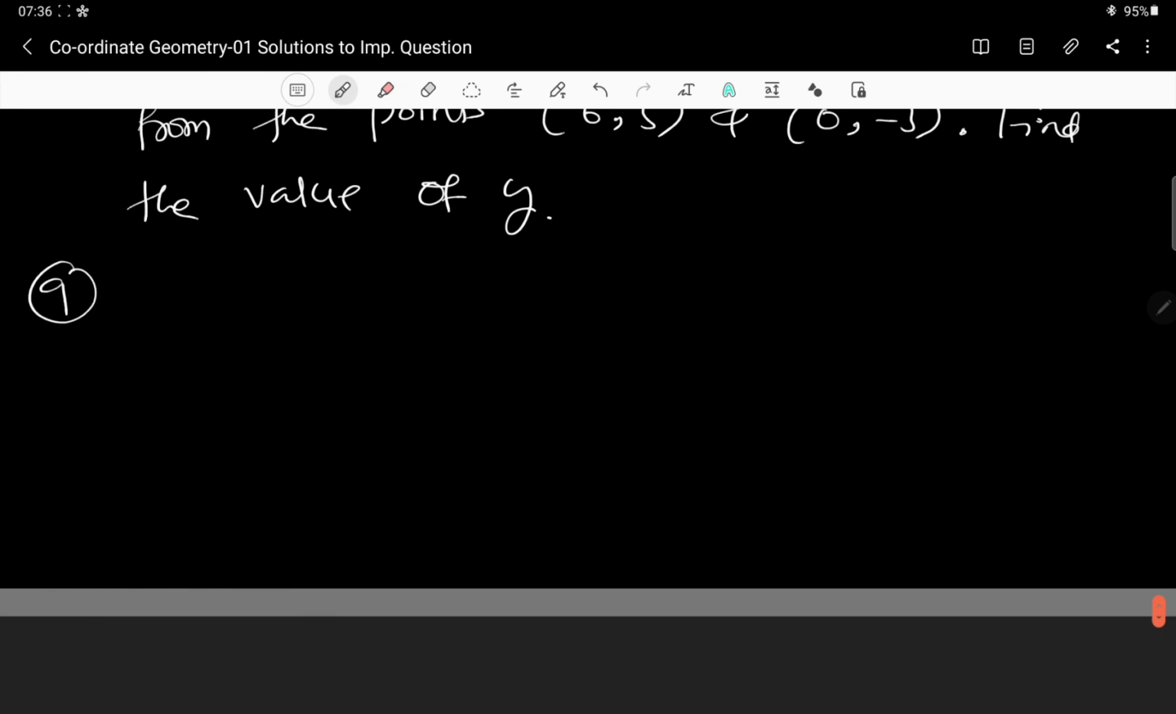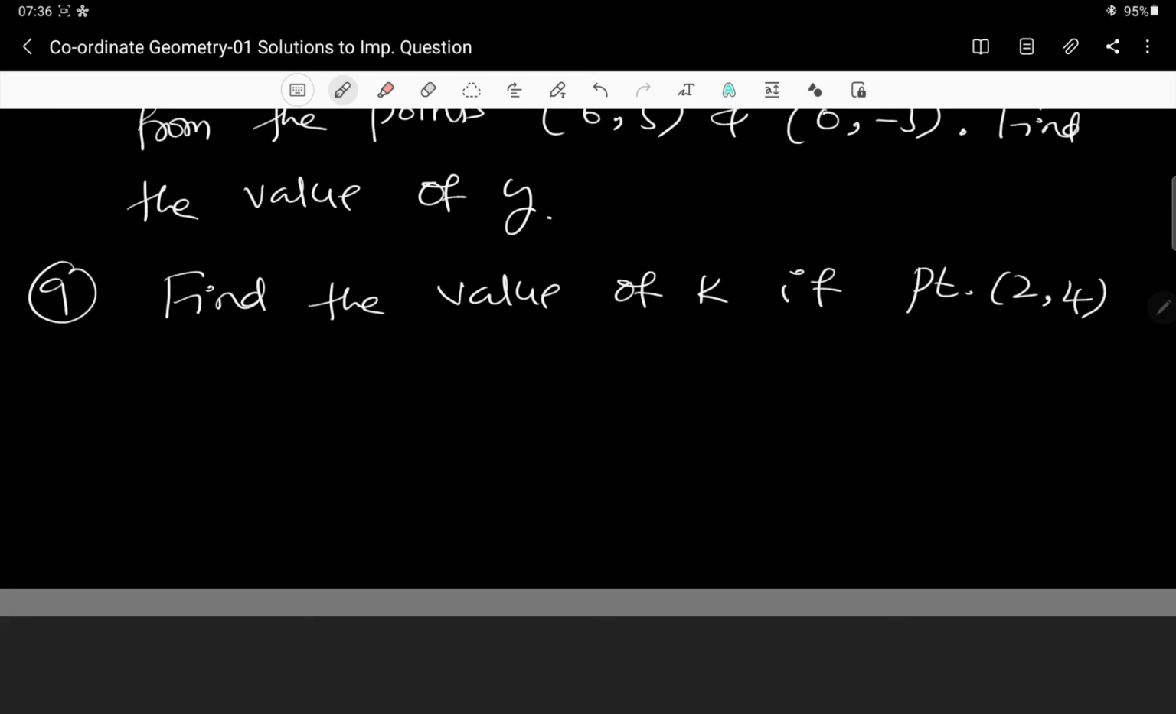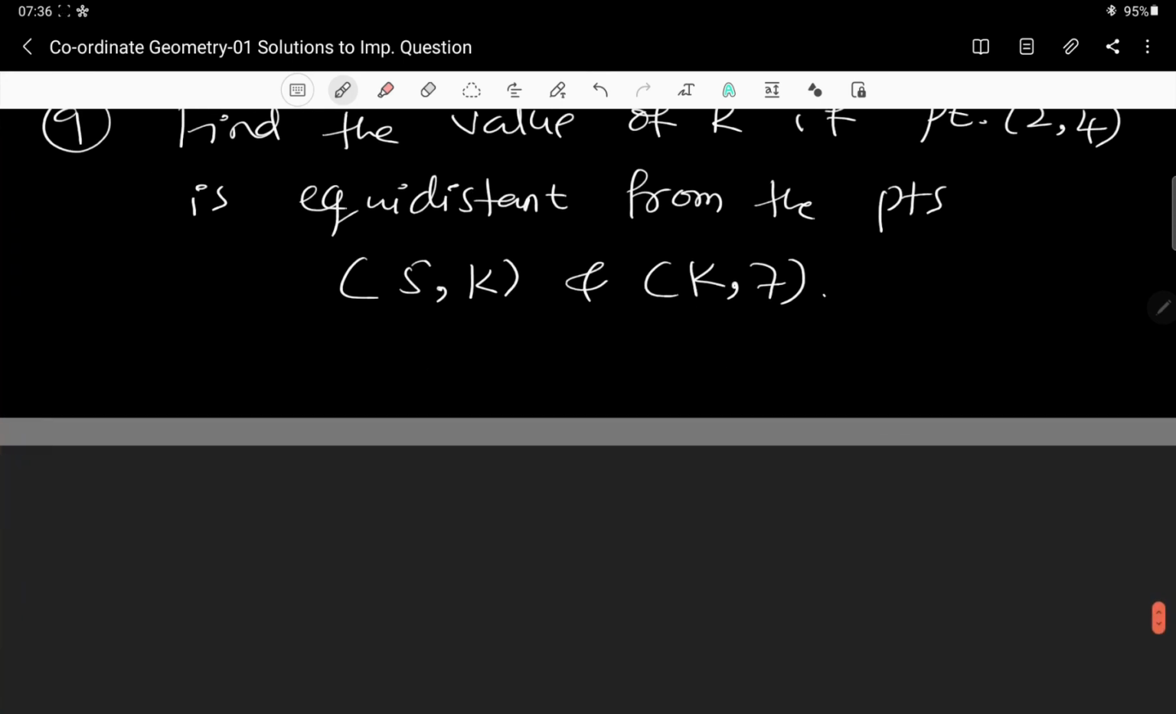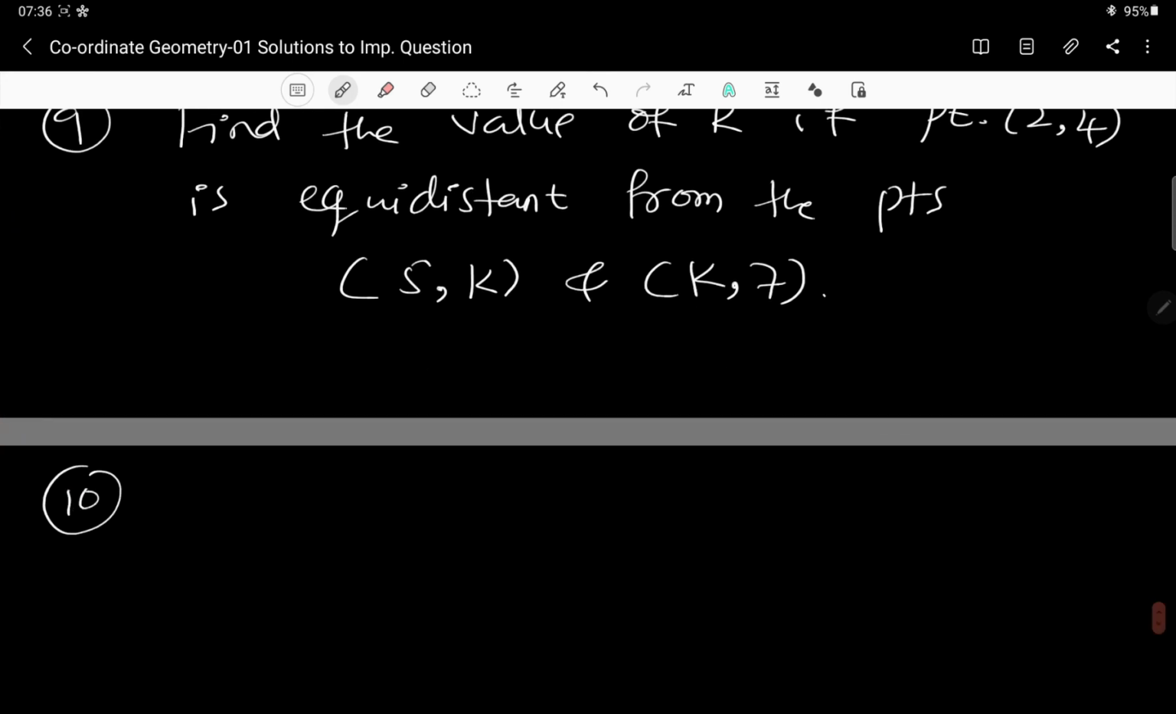Take the ninth question also. The ninth question is like this: find the value of k if the point (2, 4) is equidistant from the points (5, k) and (k, 7). This ninth one also, you comment down the answer.